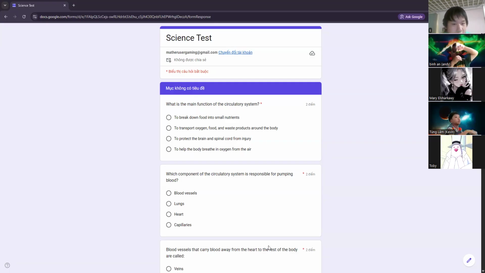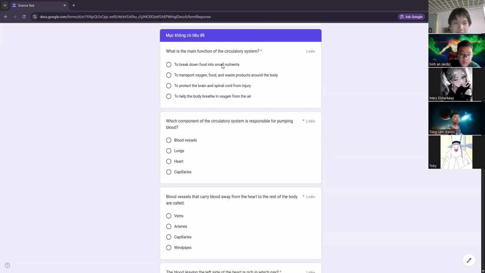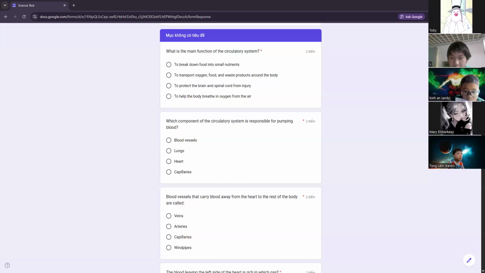Alright, can anybody tell me the answer to the first question, which is what is the main function of the circulatory system? Anyone? Yes, you can answer. I'm pretty sure it is to transport oxygen and waste products around the body. All right. So yes, that is right. Now the first option, to break food down into small nutrients, is the digestive system, which is not the circulatory system.